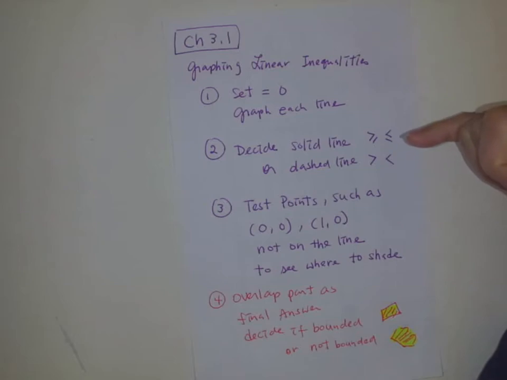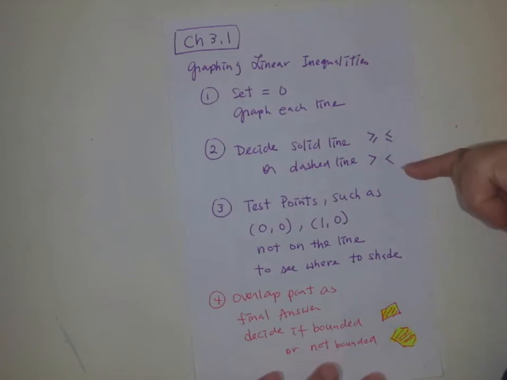After that, we need to decide if it's a solid line or a dashed line. If it comes with the equal sign, that is going to be a solid line. If it doesn't come with equal, then it's going to be a dash or dotted line.